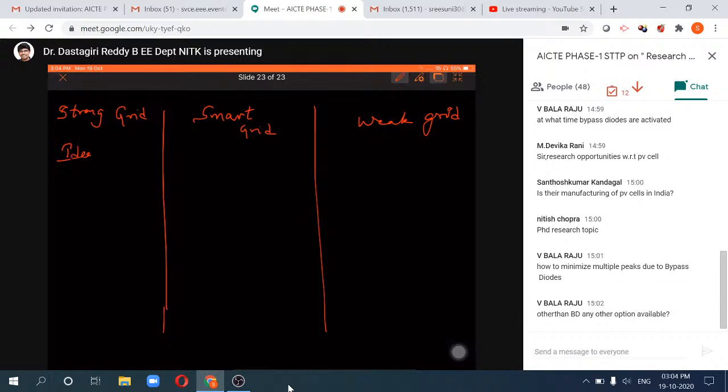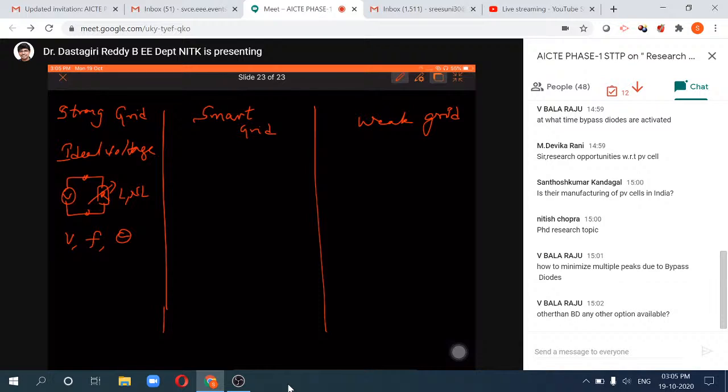We know the definition of an ideal voltage source: irrespective of whatever you connect as a load, it gives you the same voltage. You take any load, linear or non-linear, or whatever loads are available, but it always gives you the same voltage and frequency. So the voltage magnitude, frequency, and theta cannot be disturbed if it is a strong grid.